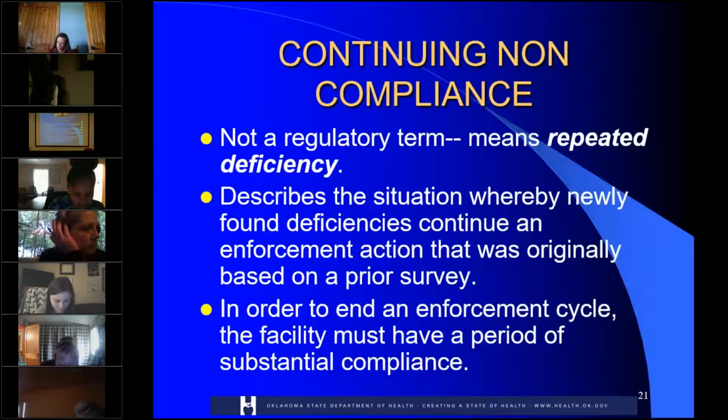And you'll see at the top of your enforcement letter, it will say cycle start date, and it will identify when the cycle started for the survey information that you're getting. So maybe it's the 3rd survey that you've had on that cycle. It's still going to say what your cycle start date was at the top, okay?